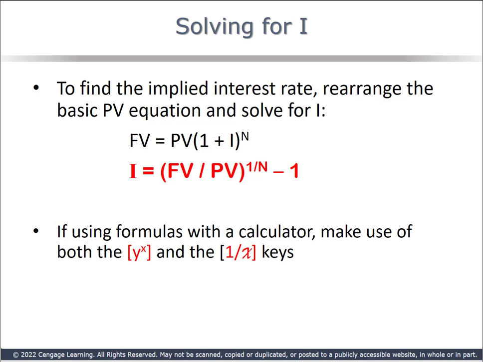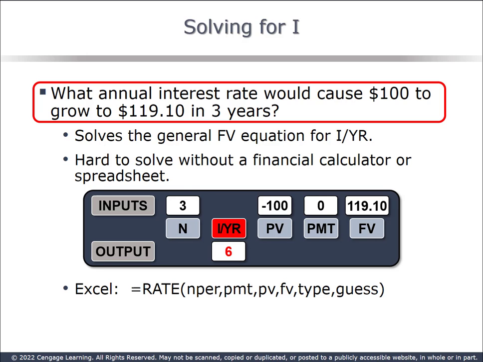If we can solve for PV or FV, we can solve for any of the other components as well. To solve for I, you just solve the equation for I. To solve this in the TI Business Analyst 2, you can use both the y to the x and the 1 over x keys. Solving for I in the calculator is much easier. As we did with present value and future value, just enter 4 values and solve for I. Example, what's the annual interest rate that would cause $100 to grow to $119.10 in 3 years? N is 3, present value is minus 100, payment is 0, future value is $119.10, compute IY, 6 percent.